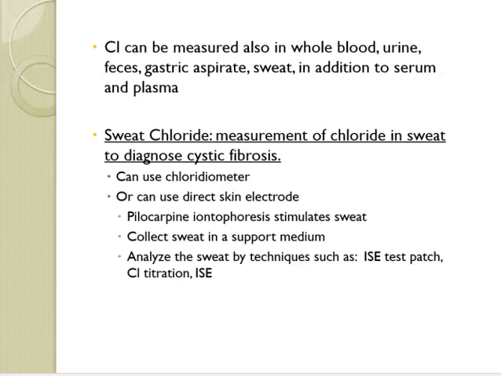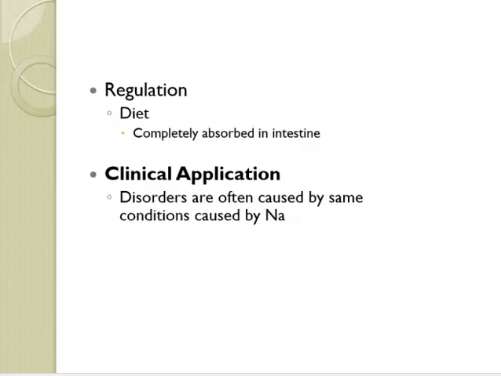We can do what's referred to as a sweat chloride test to measure the chloride in sweat to diagnose patients with cystic fibrosis. To perform the sweat chloride test, we can use a chloridometer or a direct skin electrode. Basically, a chemical is added to the skin to stimulate sweat. The sweat is collected and put in a support medium or a filter. Then the sweat can be analyzed using techniques such as the ISE method or chloride titration. The regulation of chloride is usually done with the diet because it's completely absorbed by the intestine.